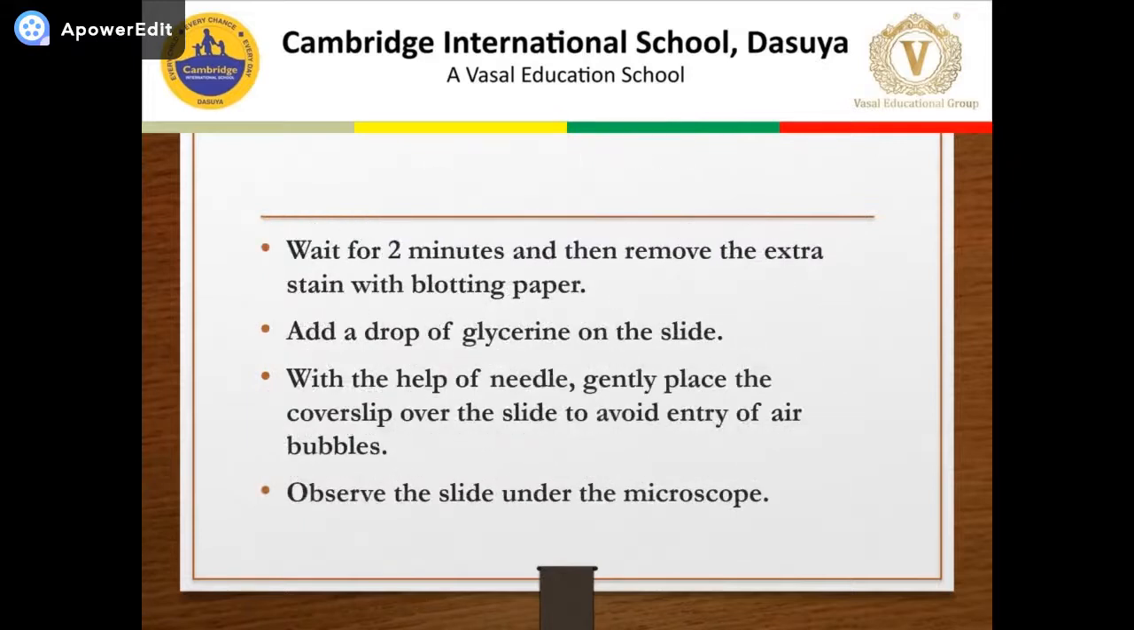Then we wait for 2 minutes, then remove the extra stain with blotting paper. Then we put a drop of glycerin on the slide. With the help of a needle, gently place the cover slip over the slide to avoid entry of air bubbles, same as we did in the onion peel. Then we observe the slide under the microscope.